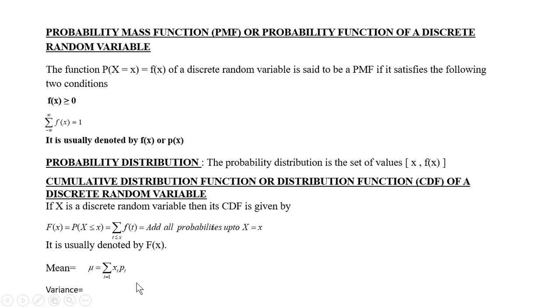And variance is a tool which measures how far the values of the random variable are distributed away from the mean. And the formula goes like this. It is usually denoted by sigma square. Sigma square equals sigma i equals 1 to n, xi minus mu whole square times pi.